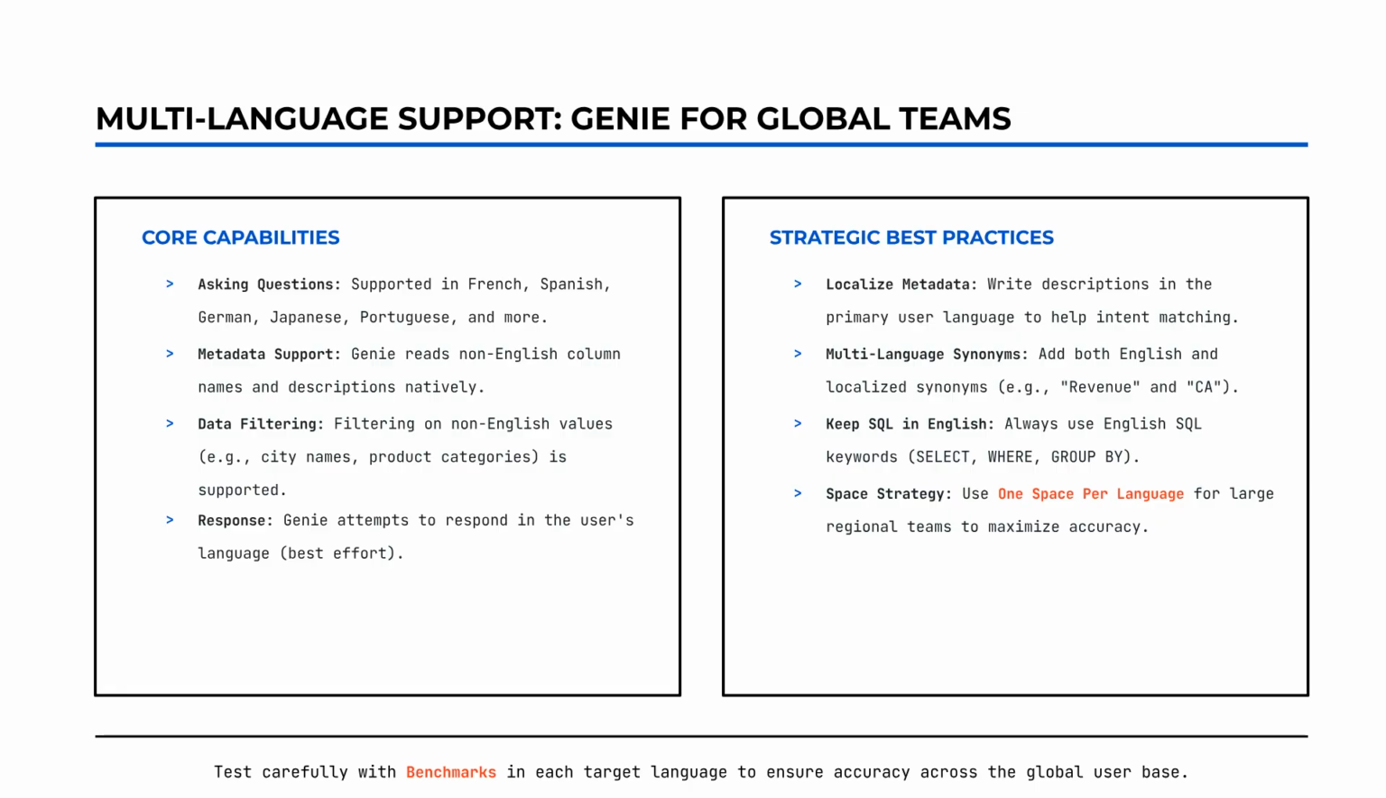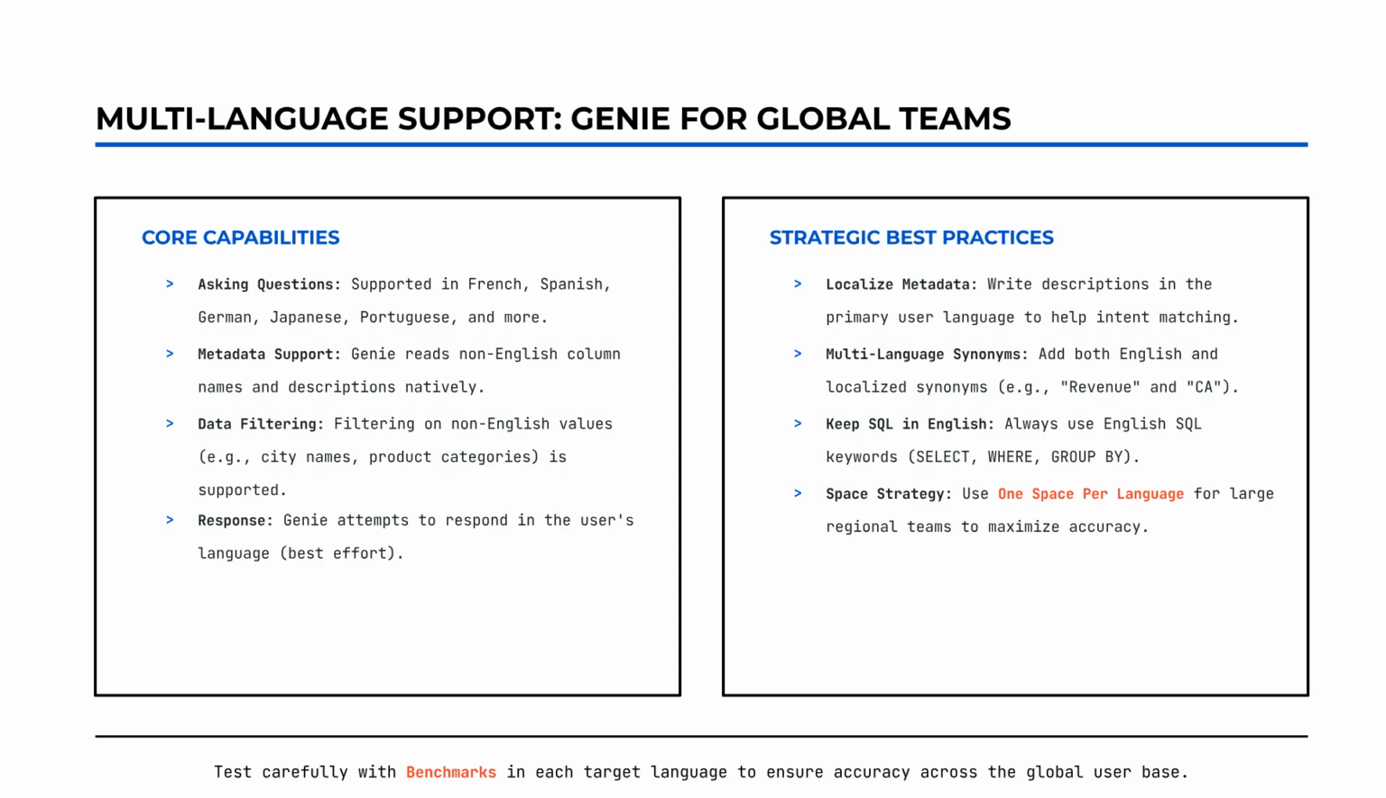Global organizations, this one's for you. Genie has solid multi-language support. Users can ask questions naturally in French, Spanish, German, Japanese, Portuguese, and many other languages. Genie can read non-English column names and descriptions, filter on localized data values, and even attempt to respond in the user's preferred language.